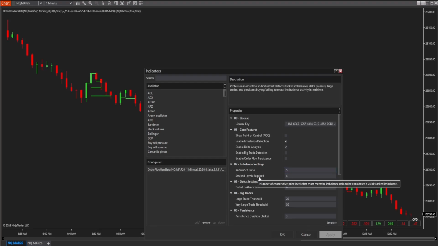Now, the stacked levels required. I do not have the tick level data where you can crunch it down to like 2, 3, 4, 5, 6, 8 ticks. That can be in a future release. But right now, I have stacked levels required at 4 ticks. So from like 25,750 to 25,751, if all of those 4 tick levels were 5 times more than the other buyer or seller, then it's going to show up as an imbalance. So the imbalance ratio I have set to 5, and the stacked levels required is 4.